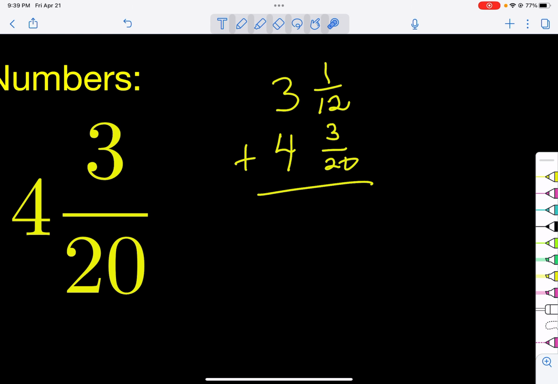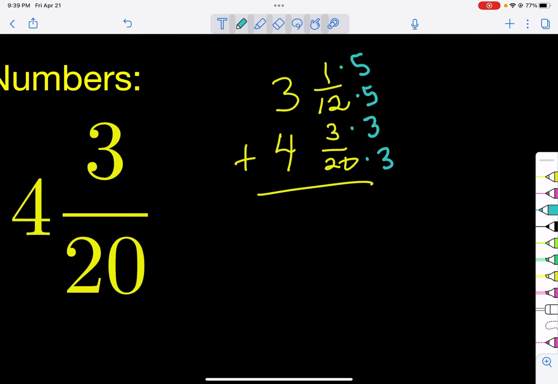Now, from here, you want to look at the denominators, the bottoms of each of our fractional portions, and we want to say, hey, are those denominators the same? If they're not, we have to do a little trick. We need to find a number that both 12 and 20 will go into. Well, if I multiply 12 by 5, I get 60. And if I multiply 20 by 3, I also get 60. So both 12 and 20 go into the number 60.